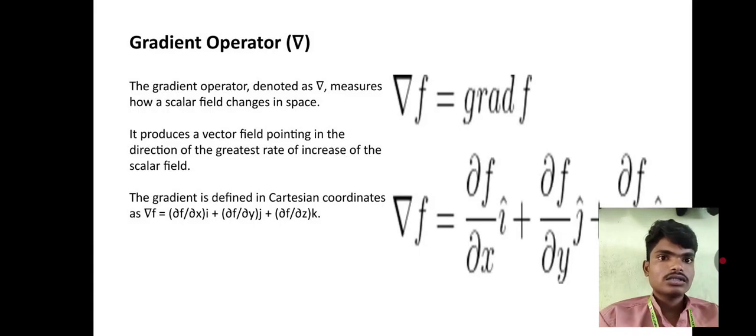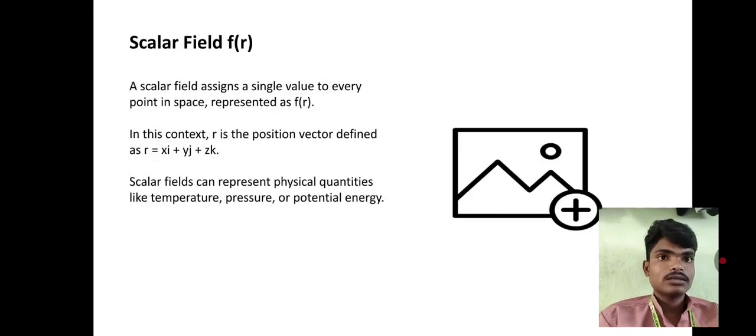in Cartesian coordinates as: del f is equal to ∂f/∂x i plus ∂f/∂y j plus ∂f/∂z k. Del f is equal to grad f. Del f is equal to ∂f/∂x i plus ∂f/∂y j plus ∂f/∂z k. Next.